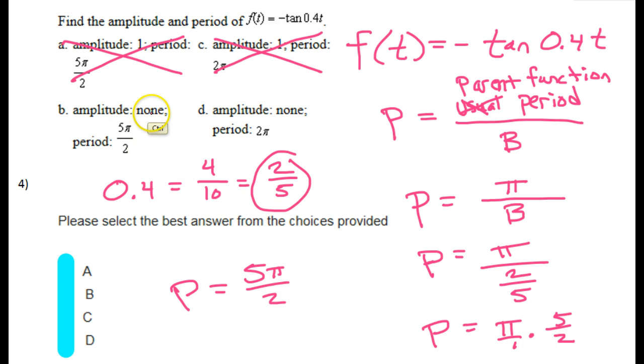Okay, so obviously that means the answer should be B because of the 5 pi over 2.